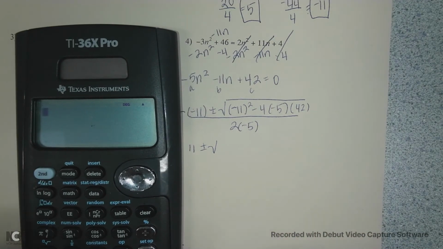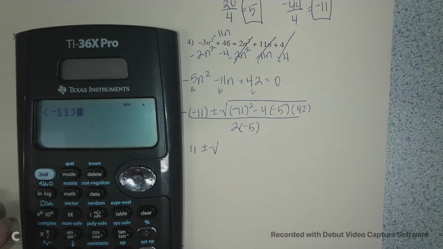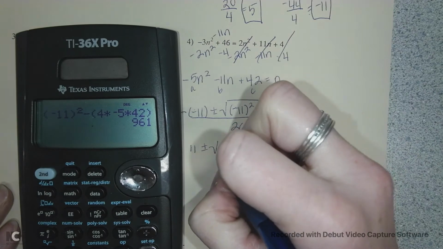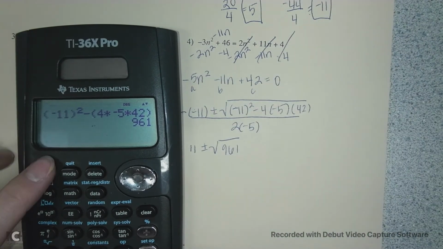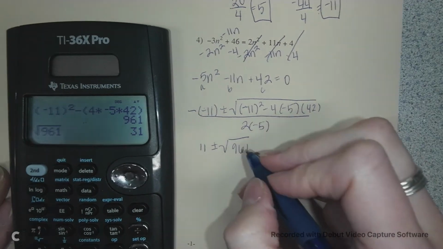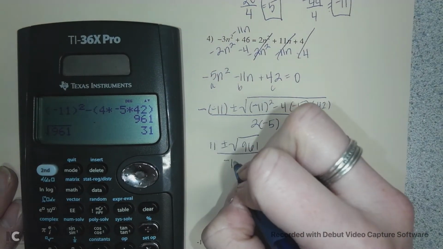So now we have negative 11 squared. Make sure the squared goes on the outside, and not on the inside, or else it'll mess you up. Minus 4 times negative 5 times 42 is equal to 961. And if I take the square root of 961, I get 31. That's great. Okay, over negative 10.